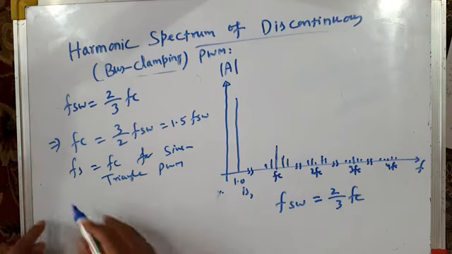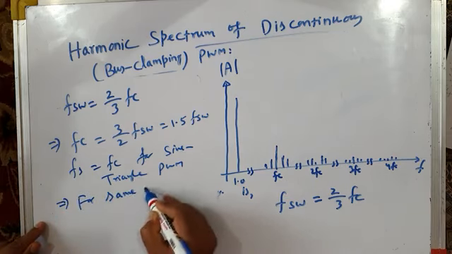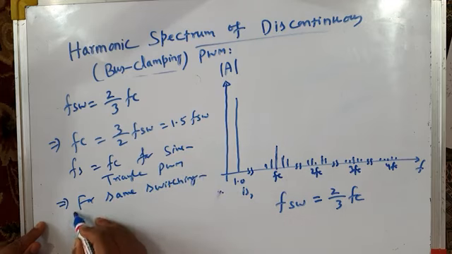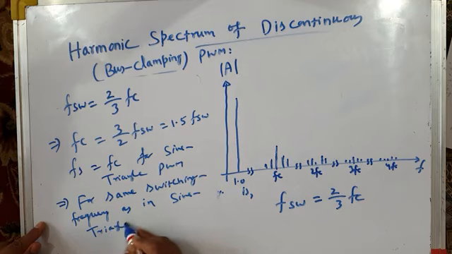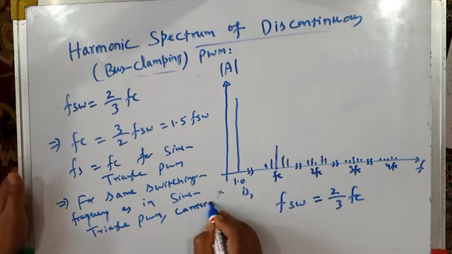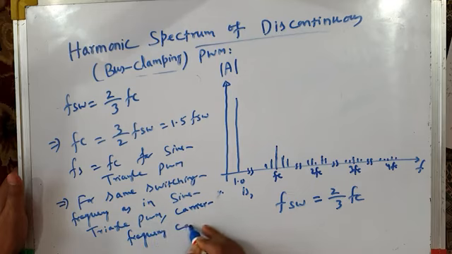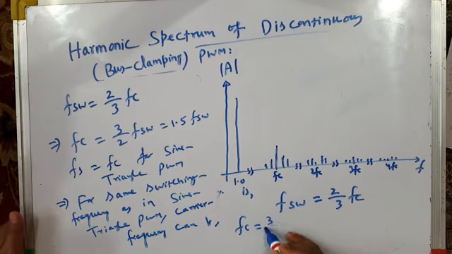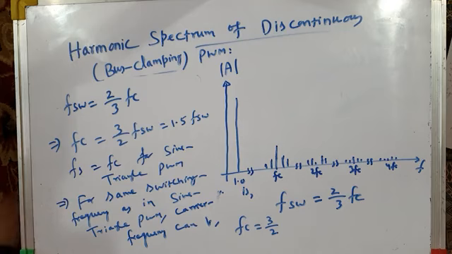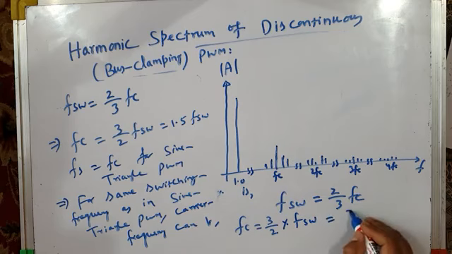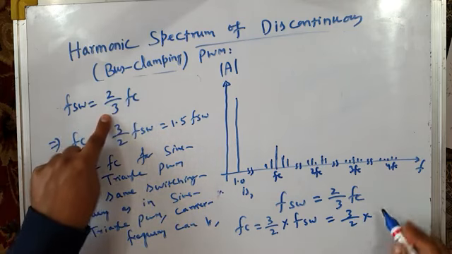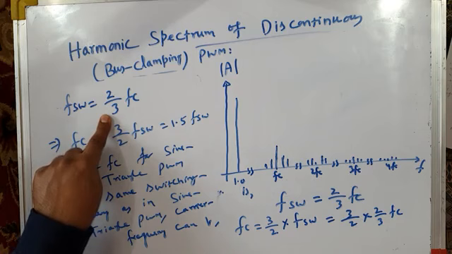That means for the same switching frequency, if you want the same switching frequency as in sine triangle PWM, carrier frequency can be raised by 1/2. Carrier frequency FC, I can make it 3/2 into effective switching frequency. Carrier frequency I can raise by 3/2. That means 3/2 into what is effective switching frequency in terms of carrier frequency. It is 2/3 FC. Okay. Oh, sorry.